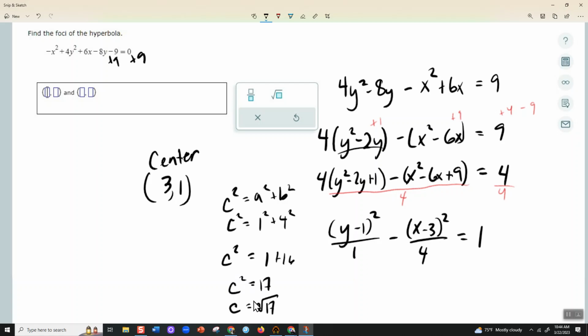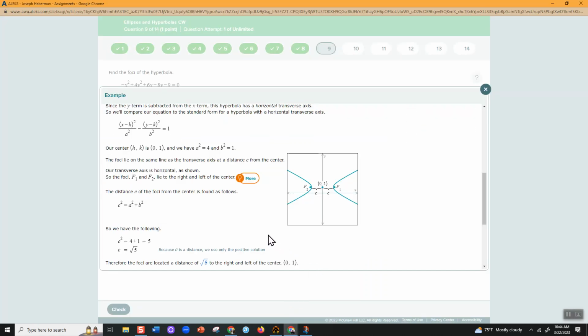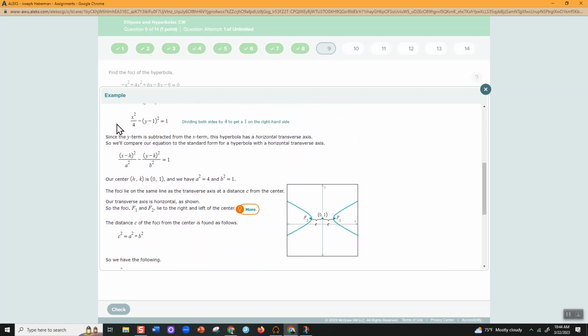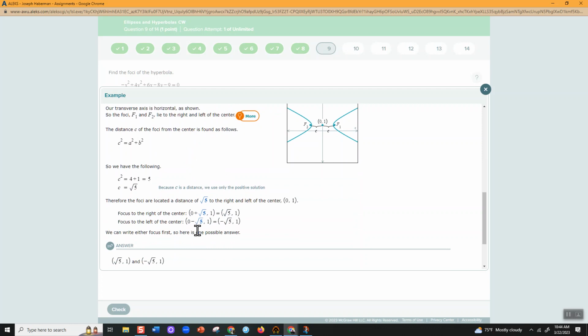And the foci are going to land on the major axis, and my major axis is going to be vertical. So if it's vertical, up and down, I need to add and subtract that to the y value. If it's horizontal, I need to add and subtract it to the x value. So I'm going to add and subtract the square root of 17 to 1. Notice that they did that to the x value because theirs was horizontal. They added and subtracted the square root of 5.